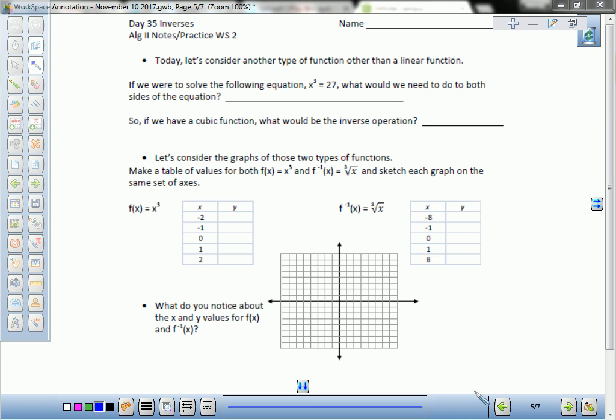We're going to look at cubics today. But we've already solved cubic equations, so these aren't hard either. Inverses aren't difficult. All right, so if we were to solve this equation, which we already have, what undoes a cube? How do we solve when we have a cubic? We have to take the cubed root. So if we have a cubic function, then the inverse would be taking the cubed root.